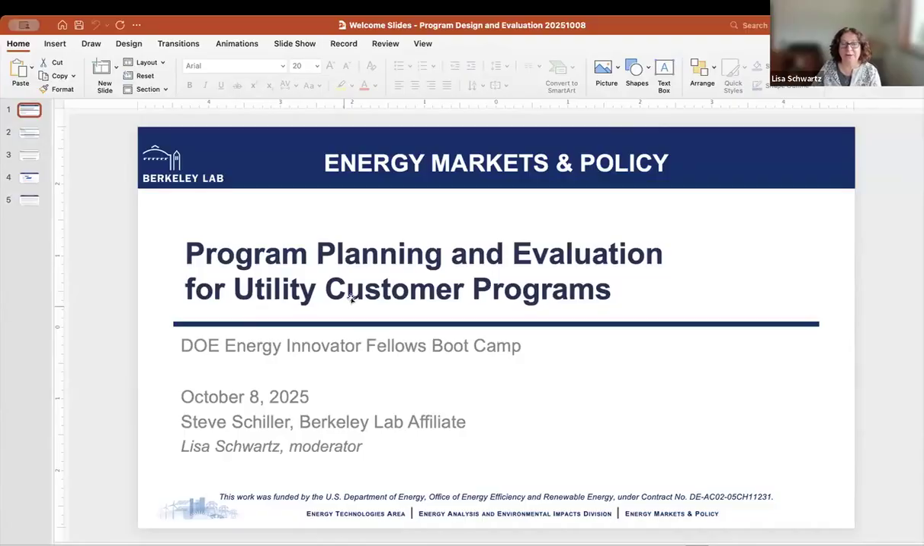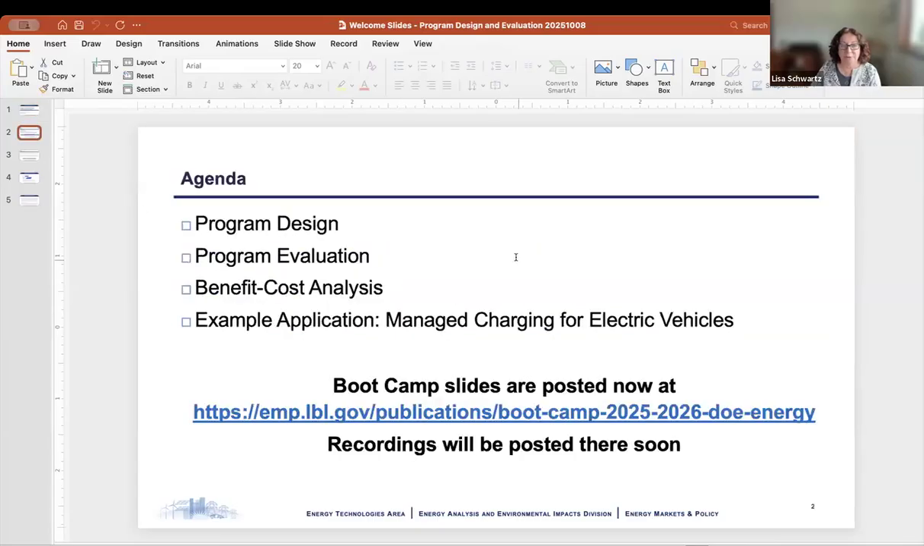We're going to focus today on program planning and evaluation for utility customer programs. We'll talk about program design, evaluation, benefit cost analysis, and an example application to make it real, looking at managed charging for electric vehicles, just as an illustrative example.